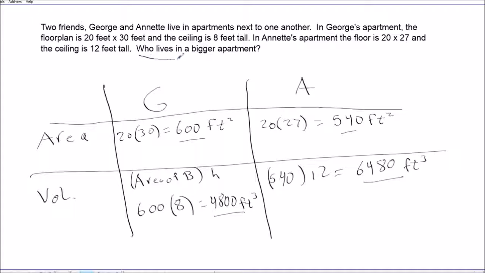Because people say, well, George's is bigger. So how do we answer this question? Who lives in a bigger apartment? Well, folks, this is one of math's debatable questions. It depends on how you measure it and how you look at it. If you're looking at area, George has a bigger apartment. But if you're looking at volume, Annette has a bigger apartment.